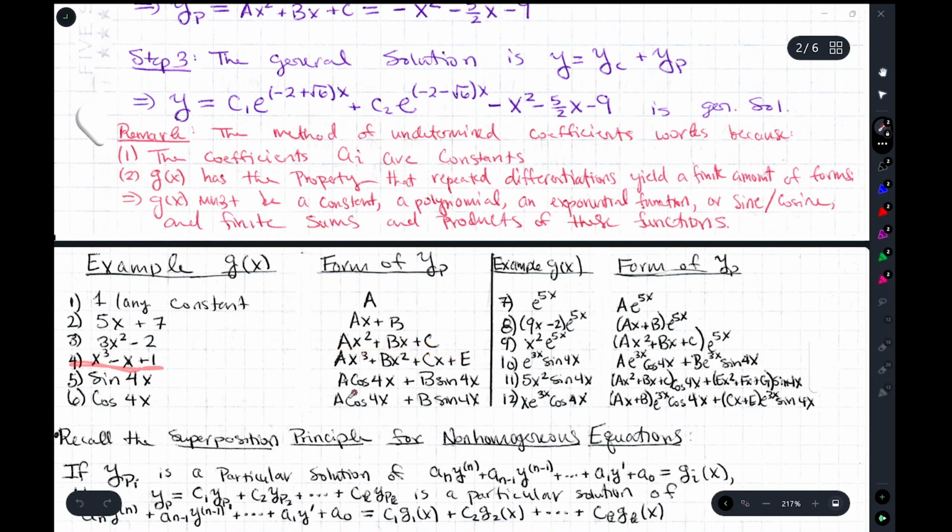X cubed, again, we don't have an x squared term in here, but we're still going to include a term with the x squared. Again, when you're taking derivatives, different things mix up. We're taking derivatives in the differential equation, adding it together, so we can't be presumptive here and say, since x squared doesn't show over here, we're not going to include that there.